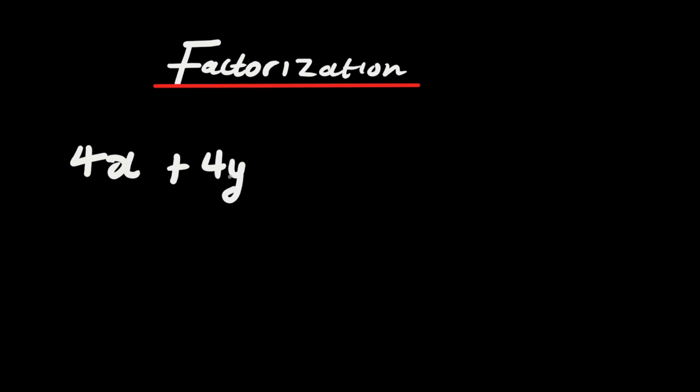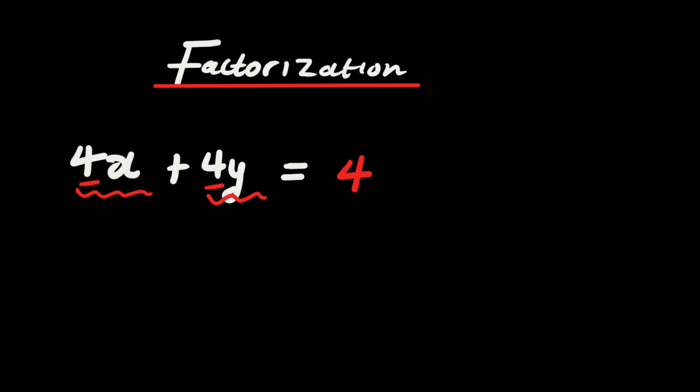So let's take, for example, a question like 4x plus 4y. The concept of factorization is taking out the common factor. So in this case, what is common here? What is common is that we have a 4. We have two terms, 4x plus 4y, and between the two terms what is common is 4. You see 4 here, and you see 4 here.